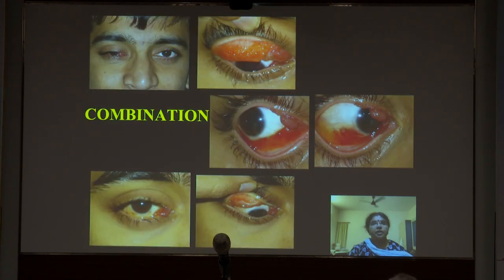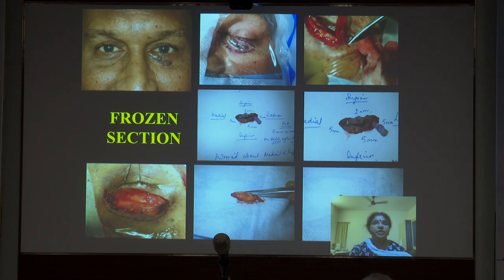This was a case of amyloidosis. Here he needed a combination of excision, shave biopsy, and he also needed some cryo to the base of the lesion. Frozen section, as I mentioned earlier, is a very important aspect of managing eyelid malignancies. You have to mark, and you have to give a 3 to 5 millimeter clearance all around.